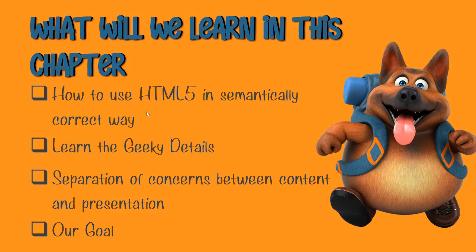In this chapter we would learn the following things. First and foremost, we would check how HTML5 could be used semantically in the correct way. Then we would move on and learn some geeky details. We would also concentrate on how to separate the concerns between content and presentation. And at the end, I would explain what our goal is at the end of the chapter, what we want to achieve from this learning experience.